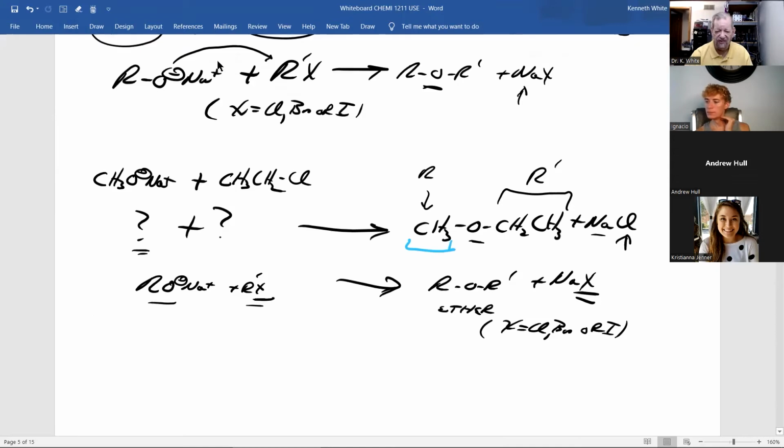What if I call this R prime, and I'll call this R? And you can. Well, in that case, R is ethyl, so my alkoxide would be that. And then R prime is methyl. And this would be my alkyl chloride. Now, which one of these is correct? And the answer is they both are. And this happens many times in organic chemistry when there's more than one possibility of what to start with.